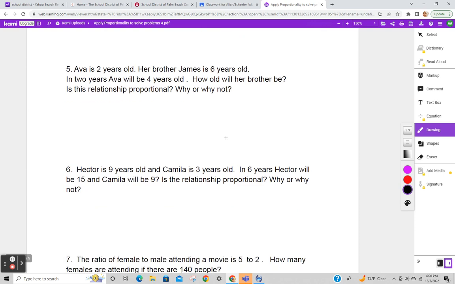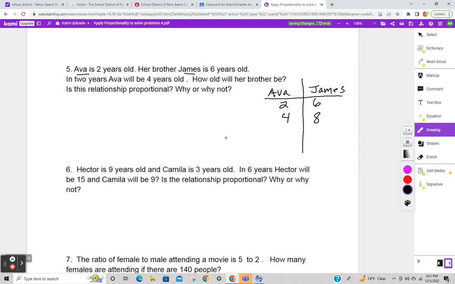We'll start again with a table of values. We have Ava and James. We'll put Ava here and James here. Ava is 2 years old. Her brother James is 6 years old. So Ava is 2, James is 6. In 2 years, Ava will be 4 years old. So add 2 here, she will be 4. Add 2 here, he will be 8.